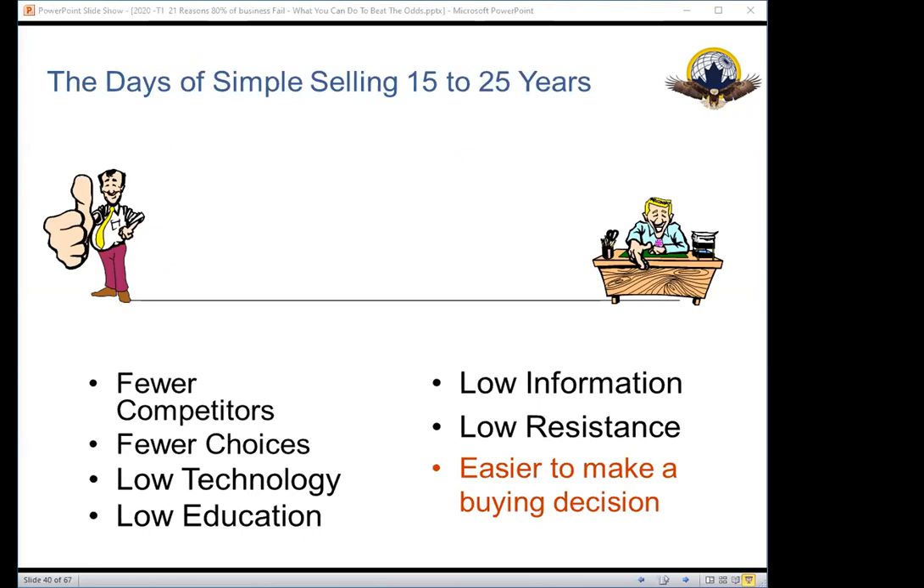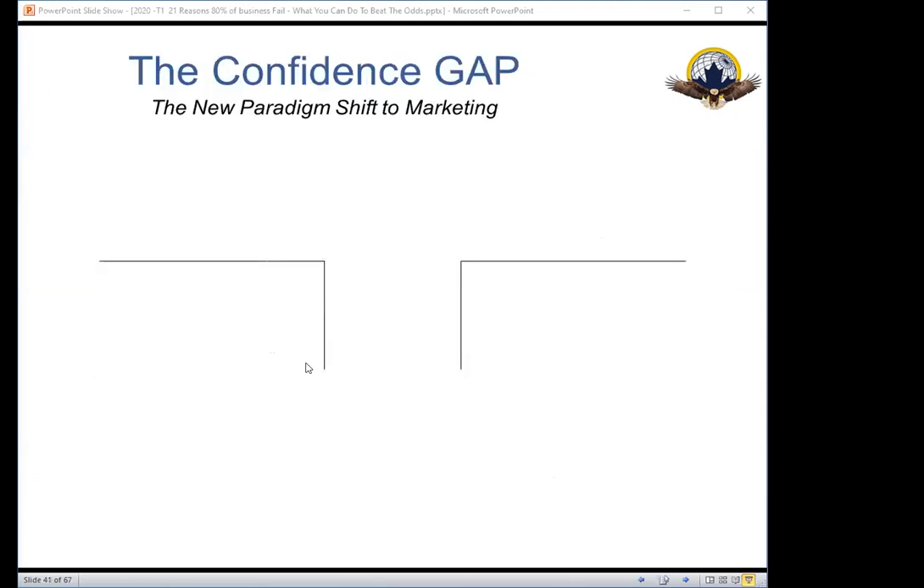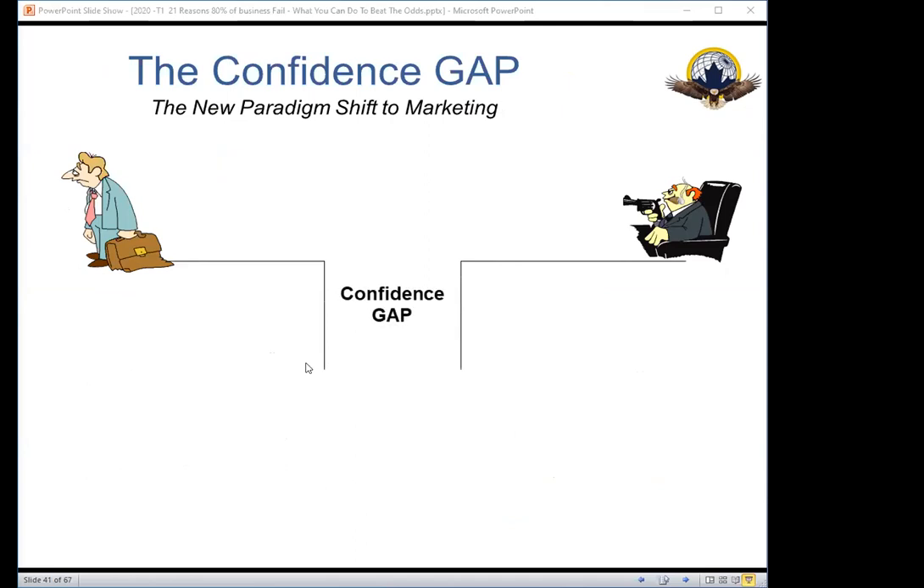Let's talk about the simple days of selling. There are fewer competitors, fewer choices, low technology, low education, low information, low resistance, and it's really a lot easier to make a buying decision because who else in my little town is going to sell me what I need right now, right? Well, back then the seller had all the power and the buyer really had few options. But since that time, there's something called a confidence gap, and it's a new paradigm shift in marketing. And what we realized is that this confidence gap really hurt the salesman.